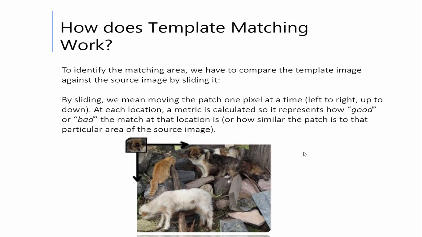As mentioned before, to identify the matching area, we have to compare the template image against the source image by sliding it. By sliding, we mean moving the patch one pixel at a time, left to right, up to down. At each location, the metric is calculated, so it represents how good or how bad the match is at that location, or basically, how similar is that patch to that particular area of the source image.